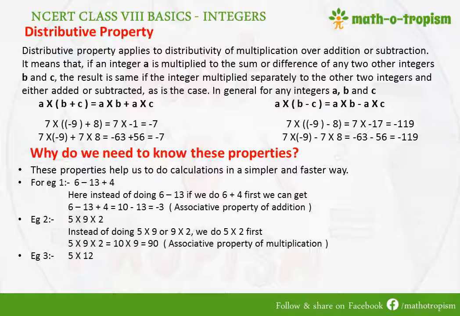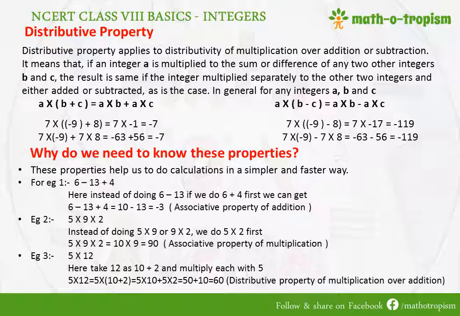For example, if I take 5 into 12, now instead of doing separately multiplication, I can use the distributive property here because 12 can be split as 10 and 2. So 5 into 12 can be split as 5 into 10 plus 2. So 5 into 10 plus 5 into 2. So 50 plus 10 is 60. When we go and do it in the actual situation where the numbers might not be as simple as this, it will be faster. This is why we need properties to do the calculations in a simpler and faster way.